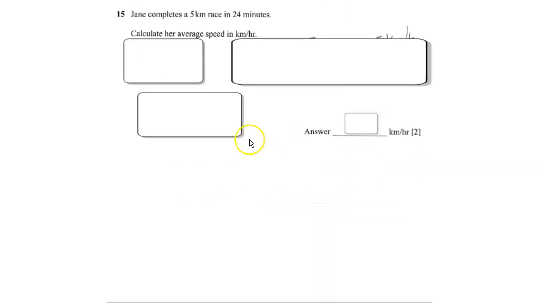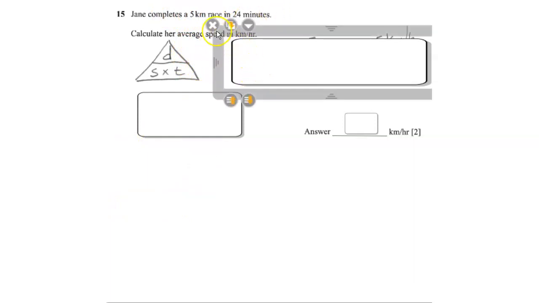Question 15 says that Jane completes a 5-kilometre race in 24 minutes. Calculate her average speed in kilometres per hour. Now you can see the difference here. It says minutes and we're looking for hours. That's important when you're looking at questions like that. Speed equals distance over time. That would be the formula for that.